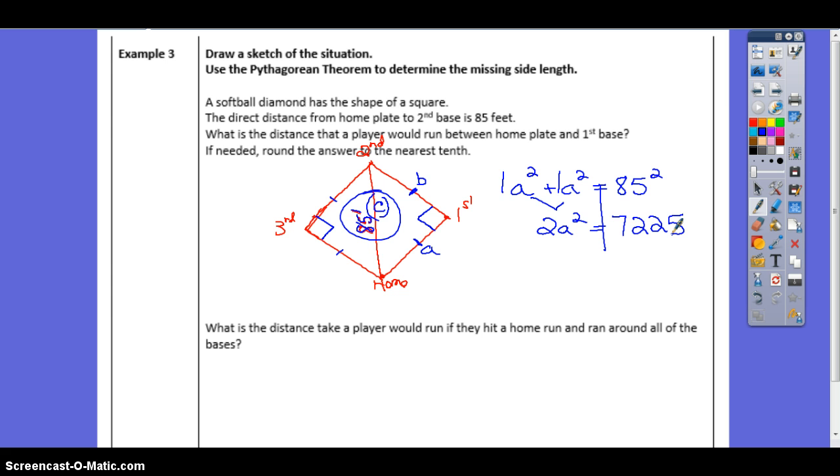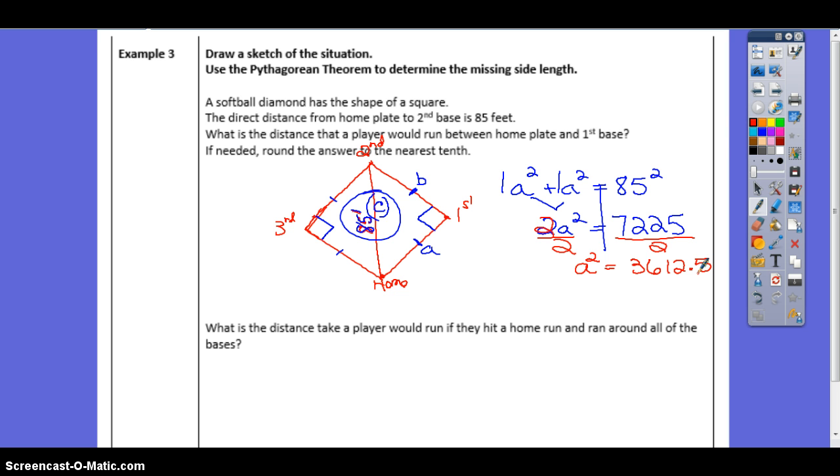And now I'm done, right? No, good answer. What do I need to do? Who remembers from the notes yesterday? Divide by 2. Yes, we need to divide both sides by 2, because 2 divided by 2 makes 1, so now I have my 1a squared, or a squared, equals, what is this divided by 2? 3,612.5. Absolutely 100% correct, and I'm done.